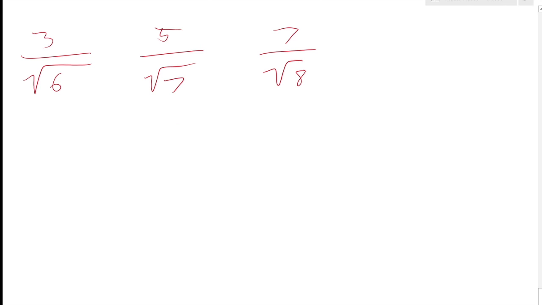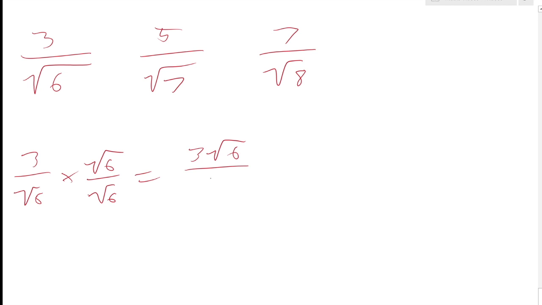So 3 over root 6, we're going to multiply by root 6 over root 6, which is going to get us 3 root 6 over 6. And then obviously if we want to simplify the fraction, we can factor out the 3 from the numerator and denominator, and that will just leave us with root 6 over 2.